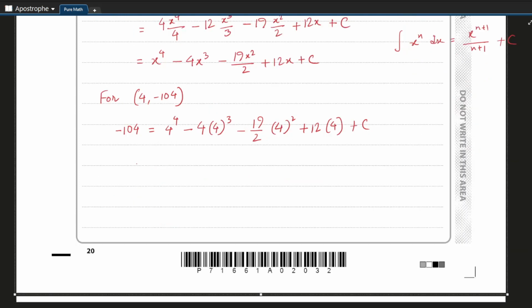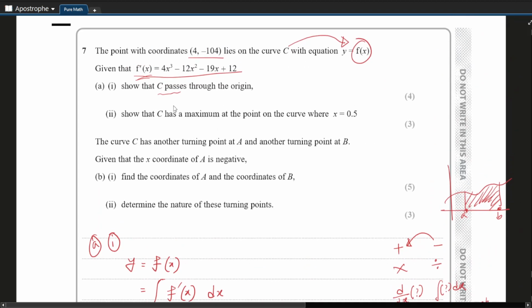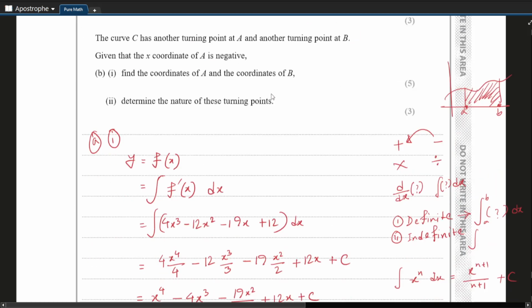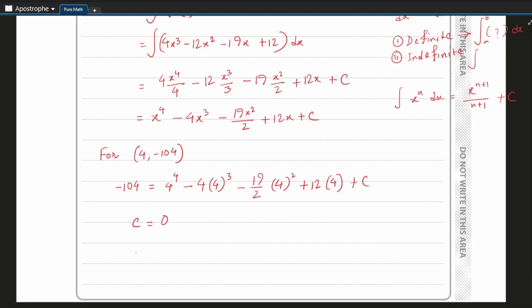Once we solve this, the value of c happens to be 0. That means our initial goal was to show that C passes through the origin. In order to get that, we needed the equation of the curve. We found the equation of the curve, which is y equals, which was this. Now we have the value of c. We just put the value of c there.